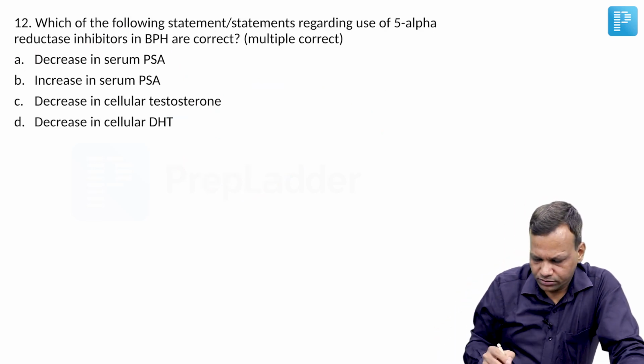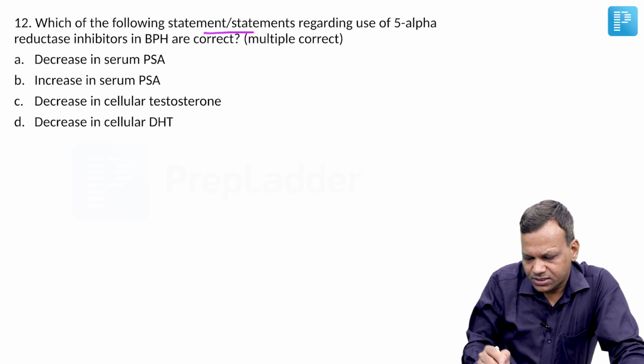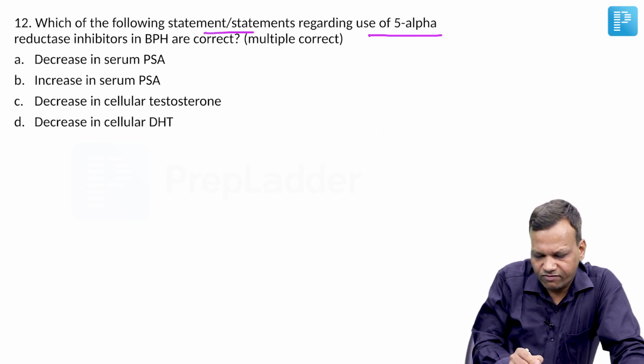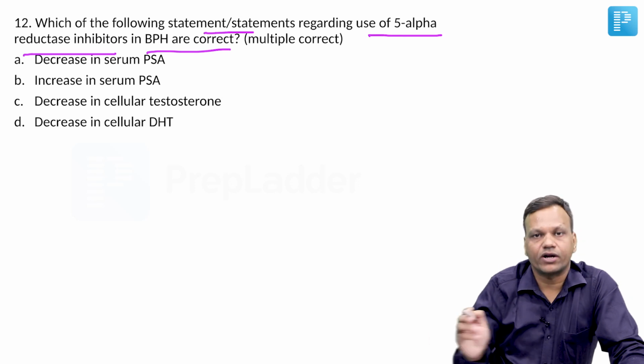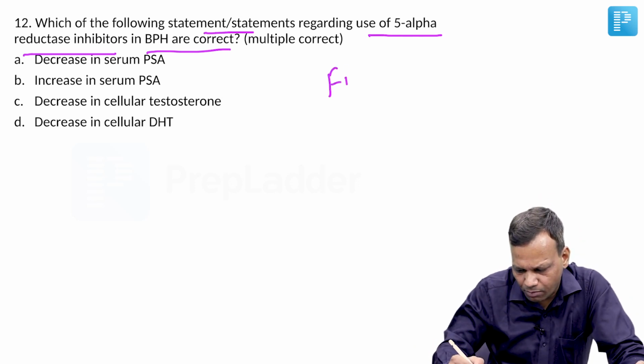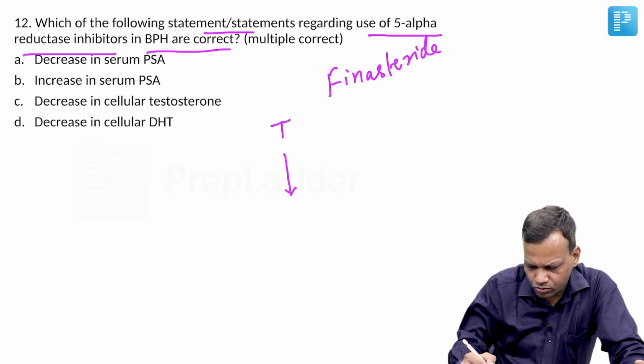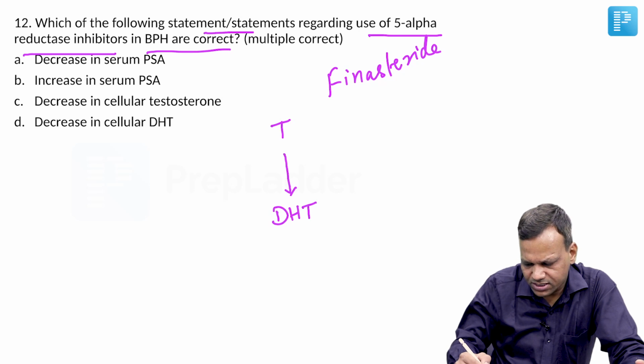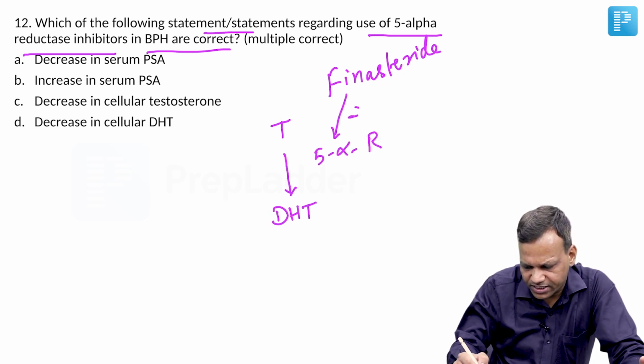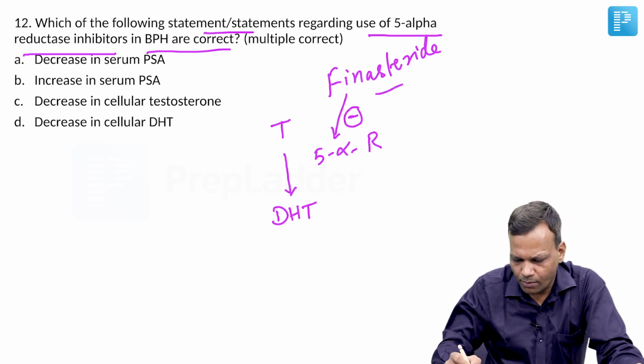Okay. Next question. Which statement or statements regarding use of 5-alpha reductase inhibitors in BPH are correct? So basically they are asking about finasteride-like drugs. Remember what finasteride does? It inhibits the conversion of testosterone to dihydrotestosterone. This is done by 5-alpha reductase and this is inhibited by finasteride. So what is true about finasteride?